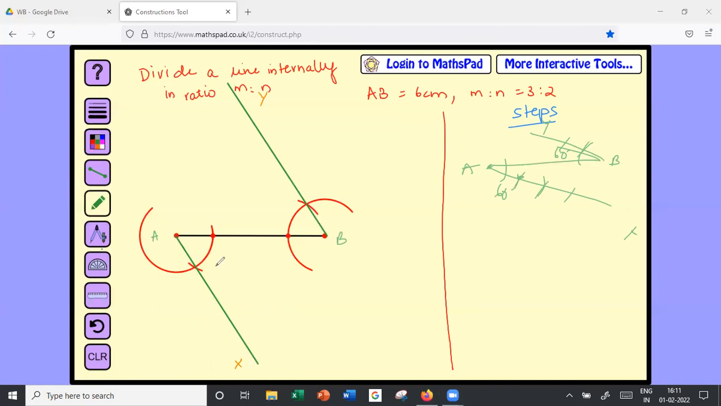Now again take your compass and draw 3 points on the bottom ray and 2 points on the top one. Any random measure, I'm taking a random measure and going to place it on A. Let me take it a little bigger. Okay, cool.